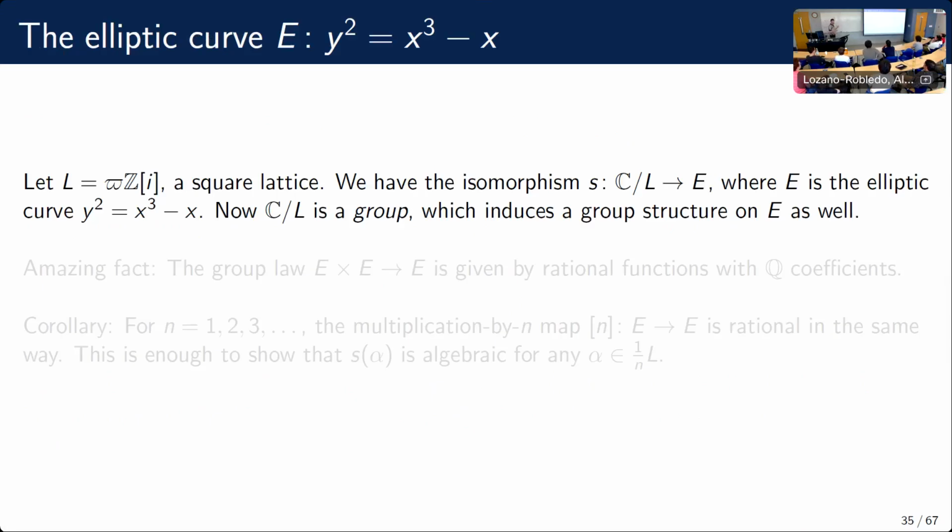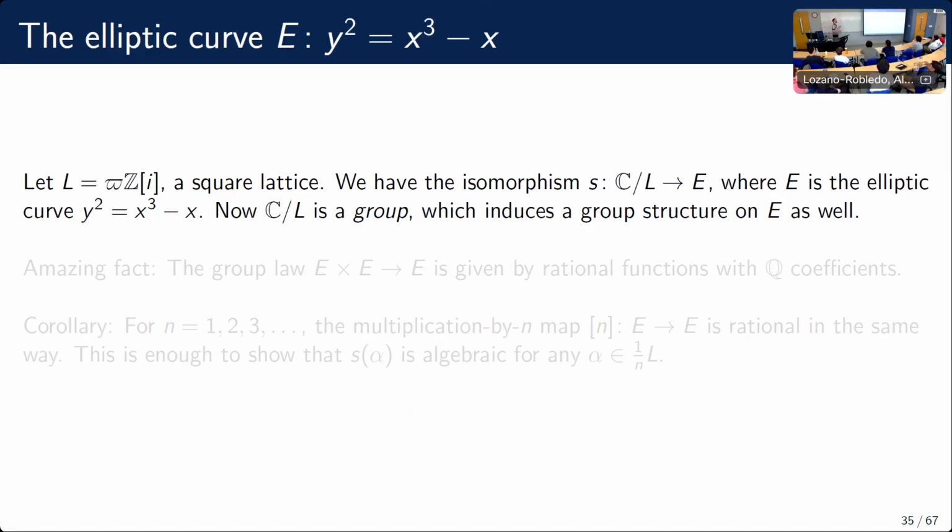So regarding this particular elliptic curve, which is y squared equals x cubed minus x, let's suppose L is this one. So I'm going to call that pi times Z[i]. And it kind of is. It's like every Gaussian integer multiplied by this pi. That is all this is. It's a square lattice. If I take the complex numbers, mod out by that lattice, I get E. And E is the set of solutions to this cubic equation in complex numbers.